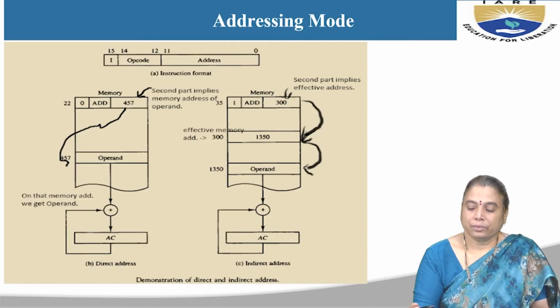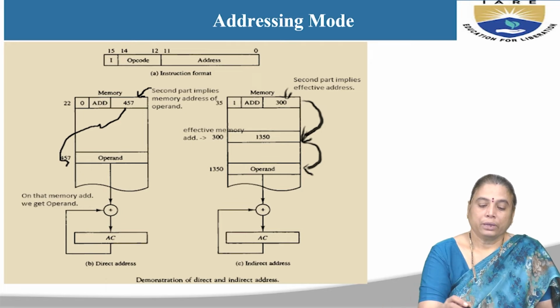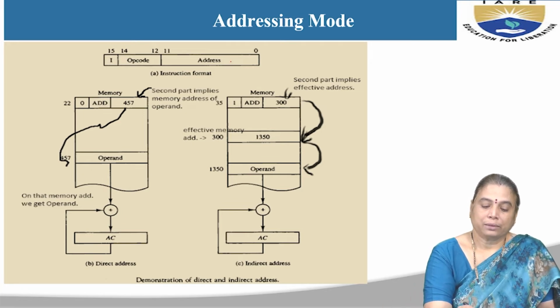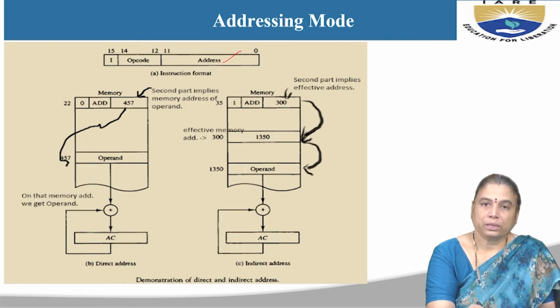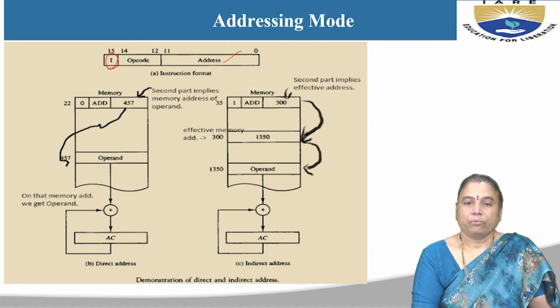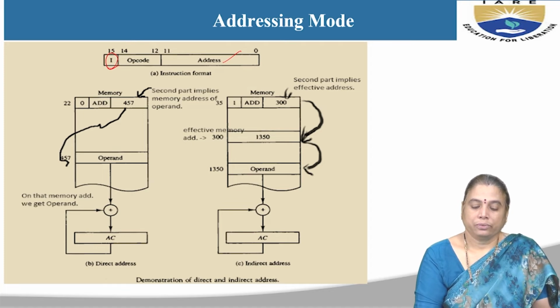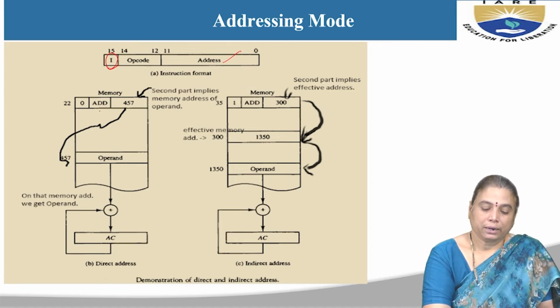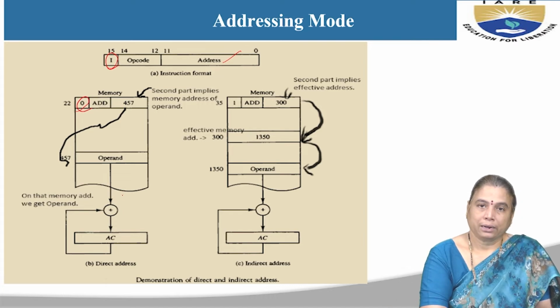So here is the addressing mode. The instruction format consists of opcode and address. The address is bits 0 to 11, a total of 12 bits, and the opcode is bits 12 to 14, so it is 3 bits. The 15th bit specifies the I value, which is 0 or 1. If the I value is 0, it is a direct address.